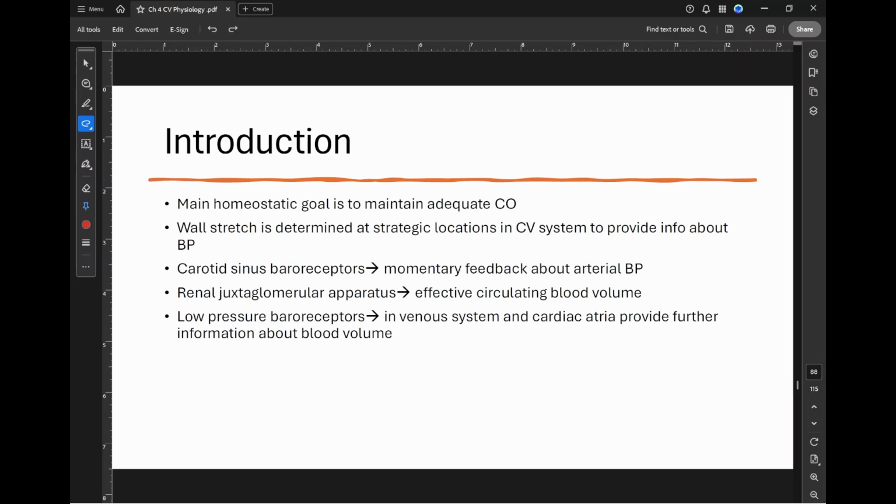Wall stretch is determined at strategic locations in our system to provide information about our blood pressure. We don't know what our blood pressure is, but our body has to know what's going on with our system. So we have different receptors to look at wall stretch. If the walls are being really stretched, then we know we're fluid overloaded. We have too much volume in the system, stretching all of our vessels. We have a carotid sinus baroreceptor, which gives momentary feedback about arterial blood pressure.